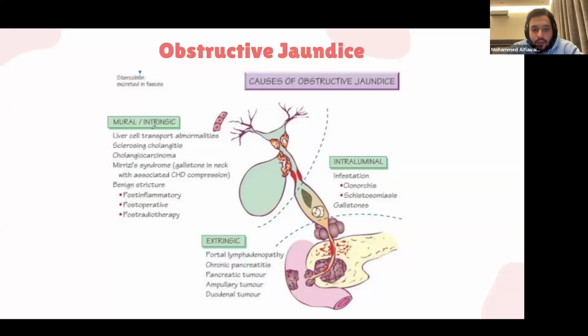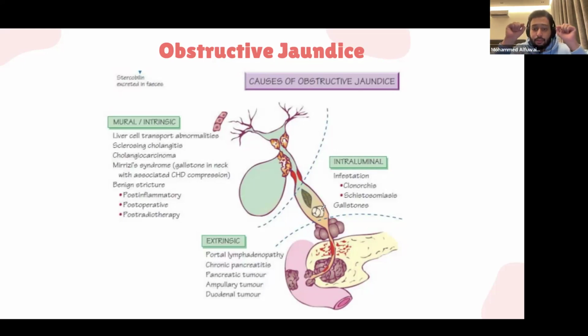So you have mural or intrinsic. The way this is divided, I don't really like. But anyways, it depends on whether it affects the wall itself, the inside of the lumen, or the outside. That's the way I like to do it. I don't know why this is a bit different. Anyways, inside the wall itself, the defects are primary sclerosing cholangitis or primary biliary cirrhosis. Those two causes obstructive jaundice. We'll get to them specifically later. These are two important ones.